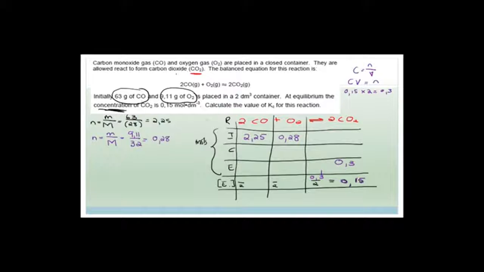Now, what else? They told us that initially they placed carbon monoxide and oxygen. They didn't say anything about having carbon dioxide in the initial container.